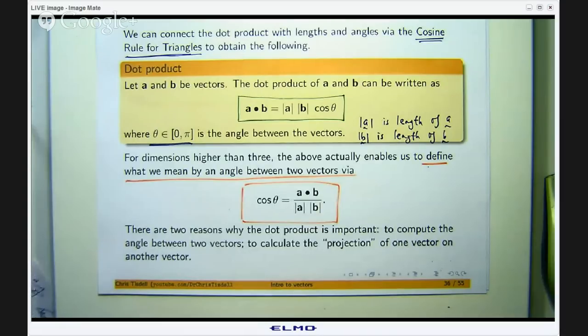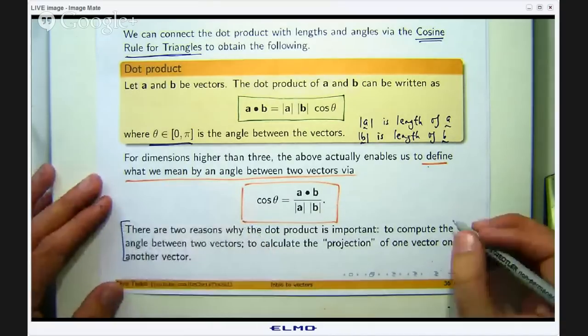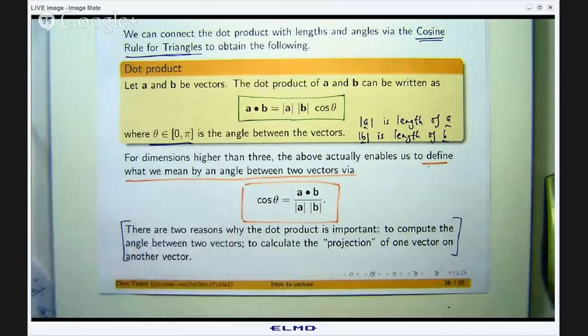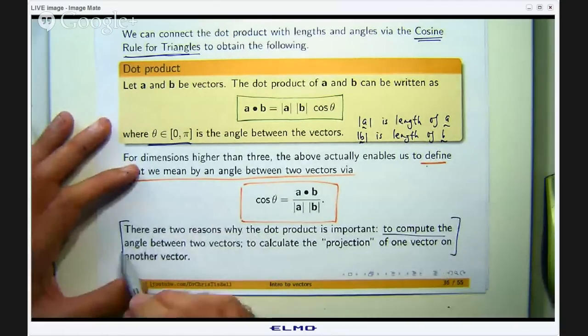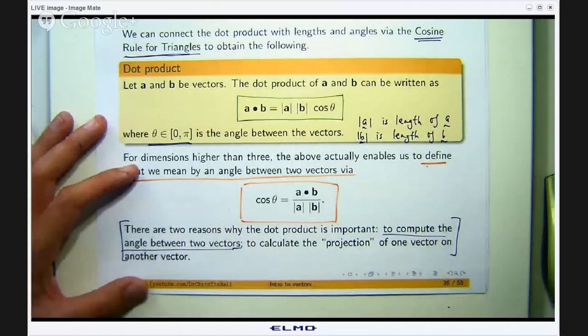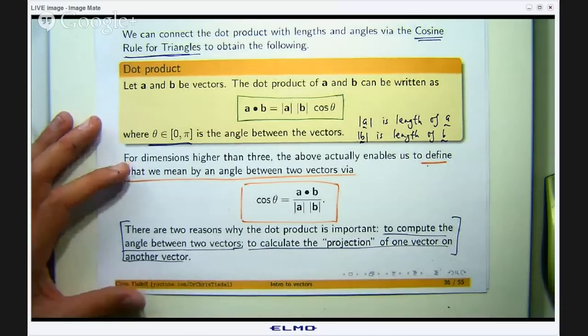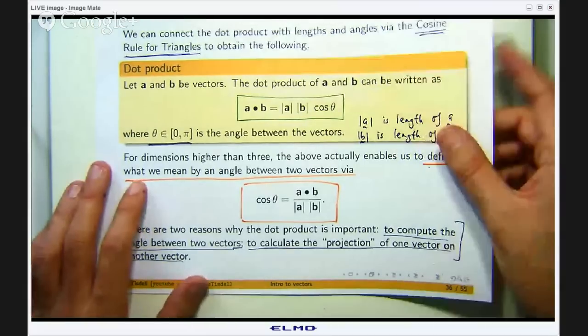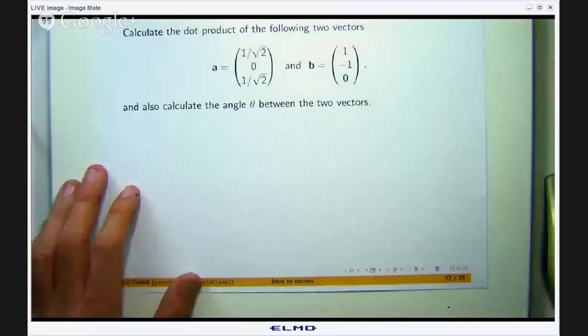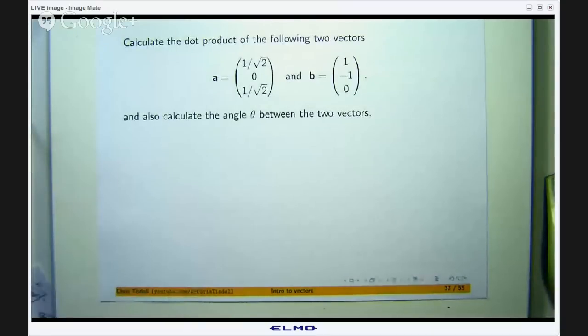All right. Now, some of you are thinking, well, okay, so what's the point? Well, there are 2 reasons why the dot product is important, and I'll discuss these in later videos. First of all is to compute the angle between vectors, and that has all sorts of nice applications. And secondly, to calculate the projection of one vector on another. These ideas will be discussed in forthcoming videos. So we are going somewhere with this, but I wanted to discuss an example to really drive home the ideas and some of the calculations involved with this dot product.